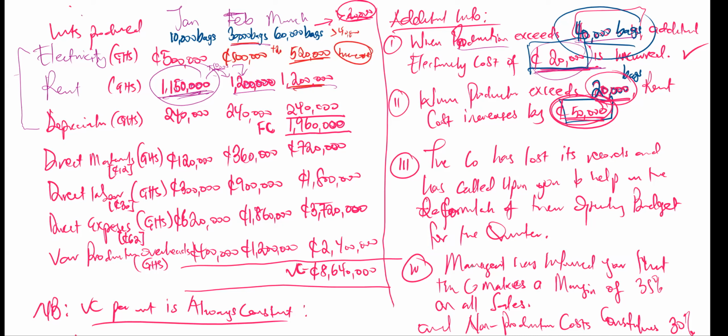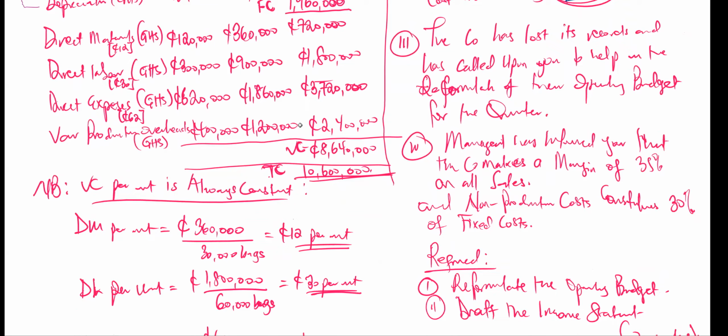Okay, so this is the variable cost, and then we can get our total cost. There's a reason why I did this: to add the variable cost to the fixed cost. 8,640,000 plus the fixed cost is 10,600,000. That's the budgeted cost for March. Now we've gotten our total cost.